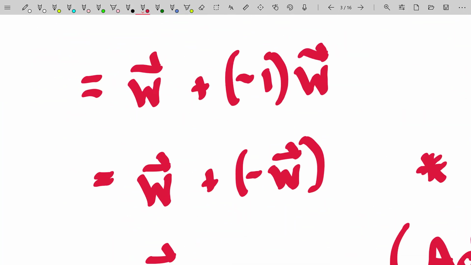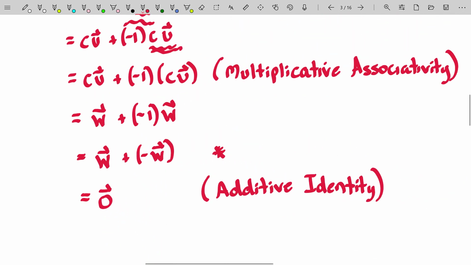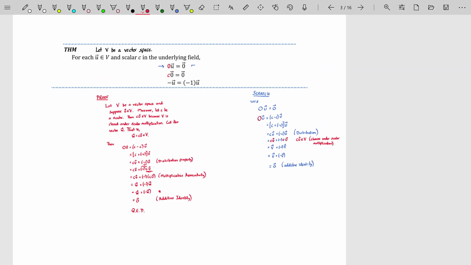However, as long as you have a vector space and W is in that vector space, then W plus its opposite is going to be 0 due to the additive identity axiom. And therefore, we have shown 0 times the vector U is the 0 vector. QED, quod erat demonstrandum. So it has been demonstrated. And this is pretty much how all of these proofs are going to go.